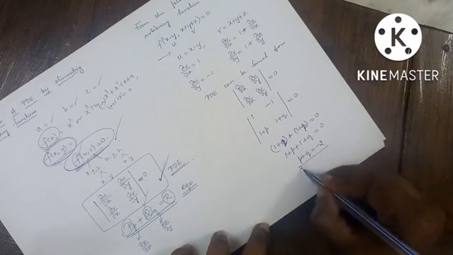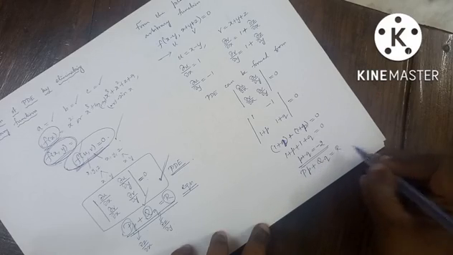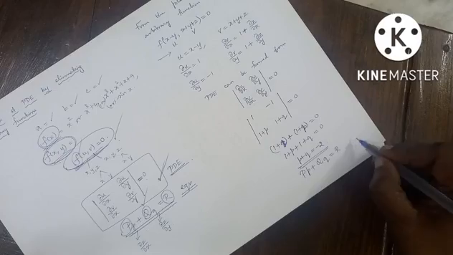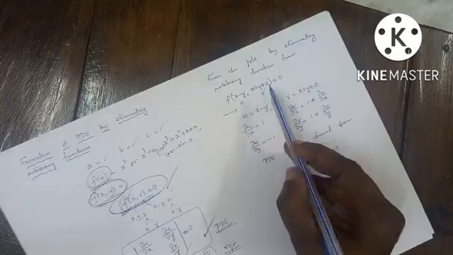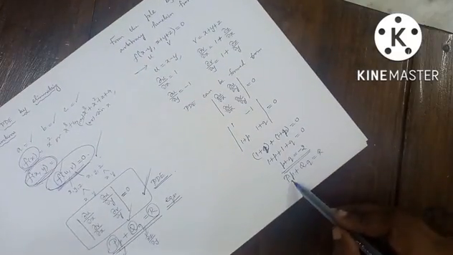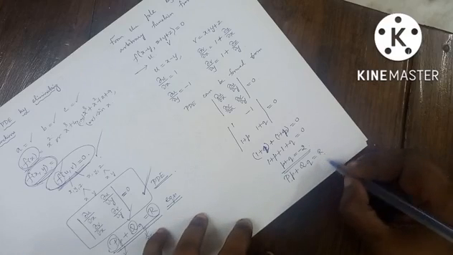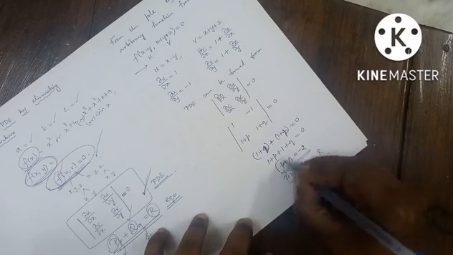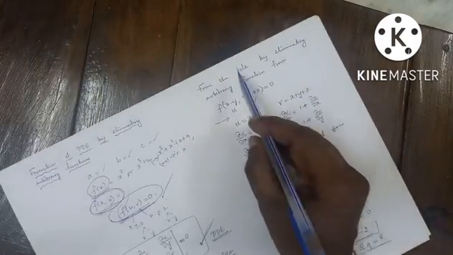So this equation is in the form Pp plus Qq equal to R, which is a Lagrange linear equation. Whenever the solution is in the form F of u comma v equal to 0, our equation must be in the form Pp plus Qq equal to R, which is a Lagrange linear equation. Okay, our answer must be in this form.